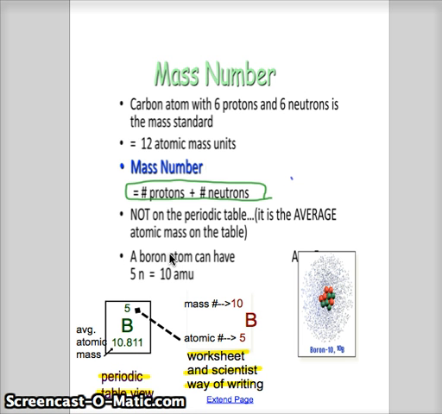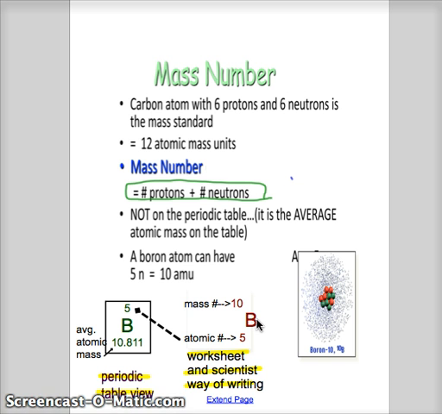Boron on the periodic table has an average atomic mass of 10.811. If we're talking about one specific boron atom, we write it differently. We write it like this, the worksheet and scientist way of writing it. So the boron atom I'm talking about is this one right here.